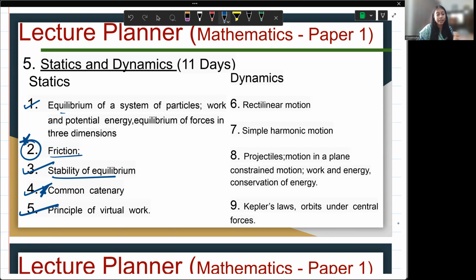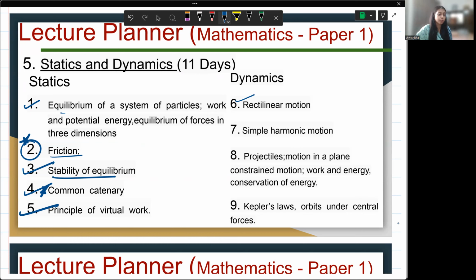You can also tally this. You can match this with the previous year questions, that most of the exams are just from this PDF, right? So we will do all the questions from them. Okay. Same goes for dynamics.